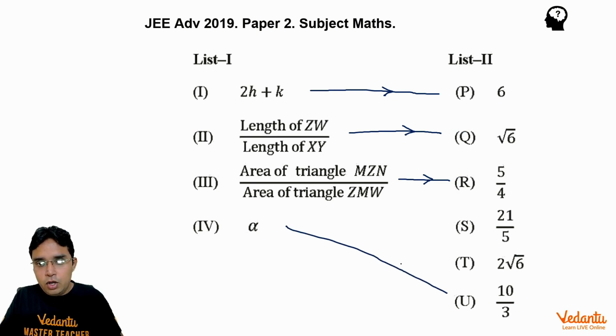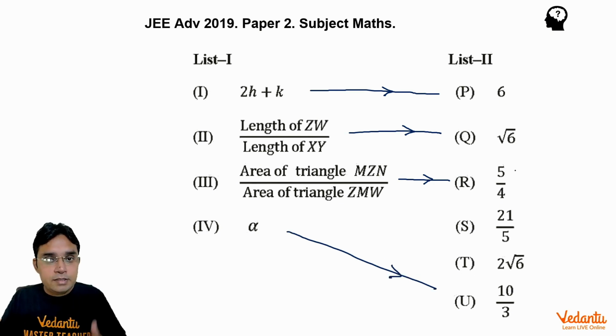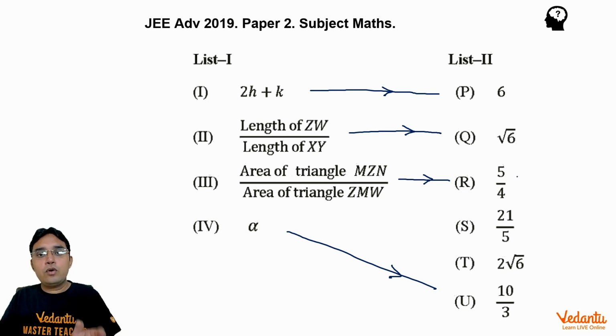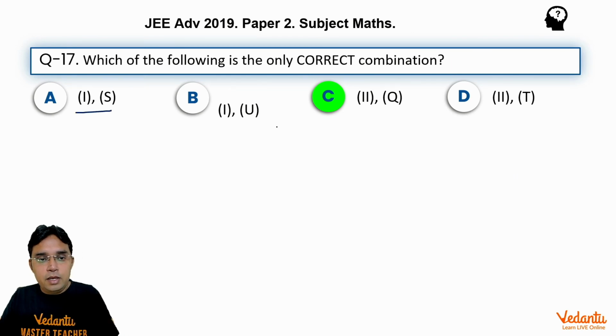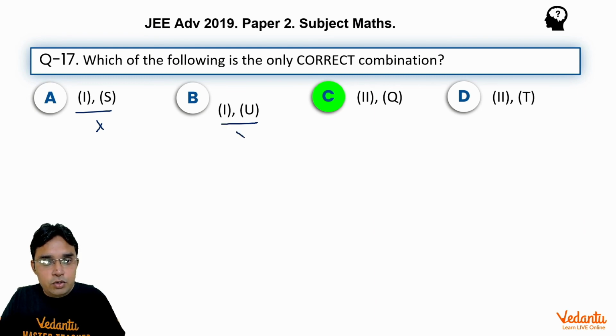So this is how all these 1, 2, 3, 4 are matched with the list 2. Okay, now let us see what options are given in the questions followed by this matrix match. In this question number 17, they have given 1 matched with S. I think this is wrong because 1 is matched with P, 1 matched with U is also wrong, 2 matched with Q is definitely correct, and 2 matched with T is also wrong. So for 17, answer is C.